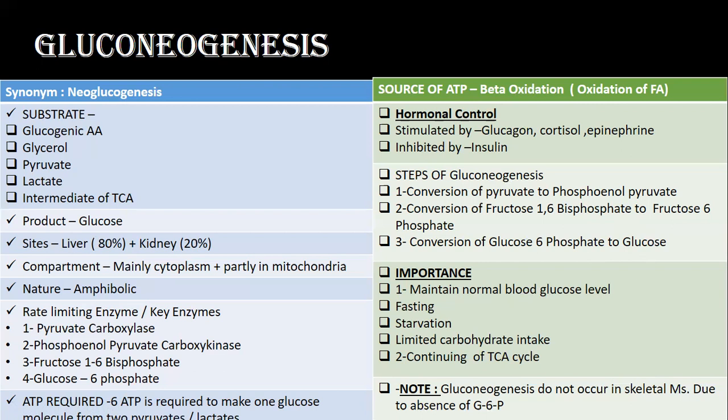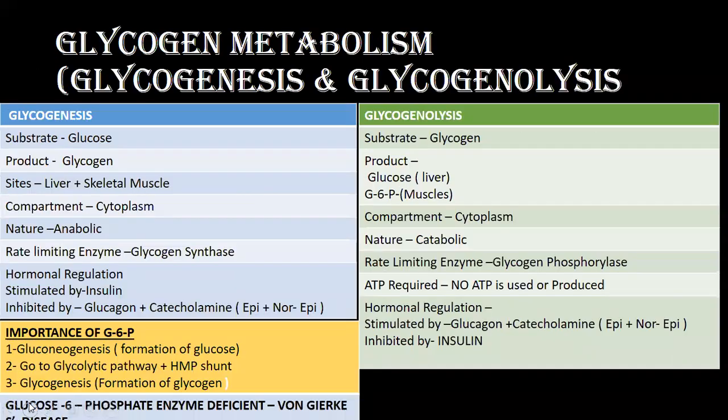Then its importance is basically maintenance of the blood glucose level during fasting, starving, and limited carbohydrate intake. Then it continues the TCA cycle, as it maintains the level of TCA cycle intermediates. We can say one more thing: it is basically clearing the products of our metabolism, that is, disposal of lactate, which is produced by muscles and RBCs, and disposal of glycerol produced by adipose tissue. So you can mention these 2 points also.